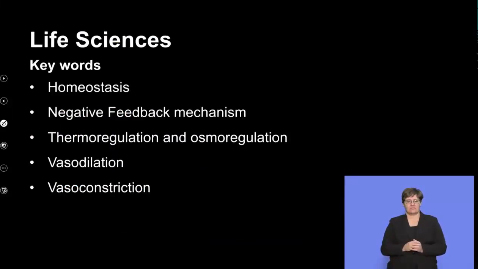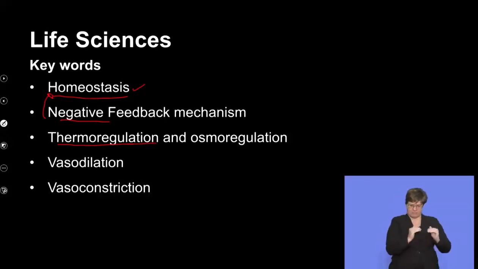The keywords under homeostasis: it's homeostasis on its own. Remember, I explained what homeostasis is. I said it is the process whereby the body maintains the internal environment constant. Then we're going to look at the negative feedback mechanism. Negative feedback mechanism happens for homeostasis to take place. And we're going to look at thermoregulation. Thermoregulation is the regulation of the temperature, how the body regulates the temperature. Osmoregulation, we're talking about the body regulating the water level.